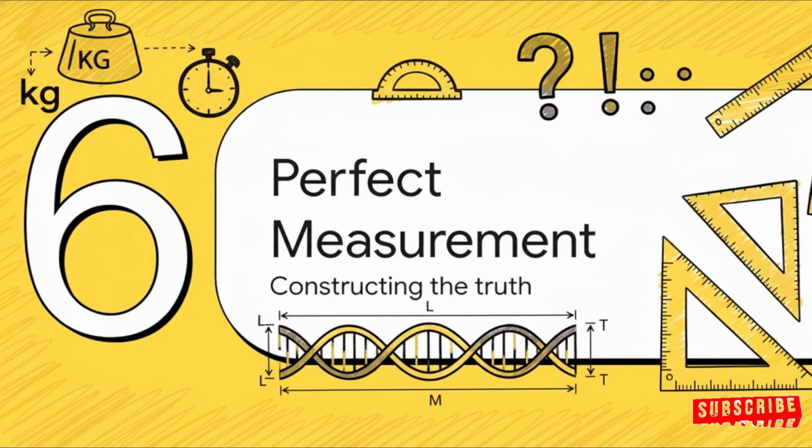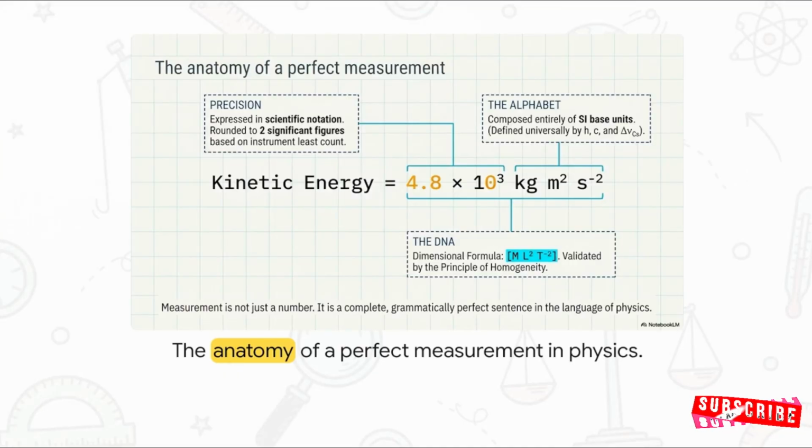Finally, section 6, the perfect measurement. So we've got the alphabet of our SI units, the grammar of our significant figures, and the underlying DNA of our dimensions. Let's bring this whole thing together. Take a look at the anatomy of a perfect measurement and how these elements combine. We have our precise magnitude, handled correctly with scientific notation and significant figures. We have our alphabet, composed entirely of universally unchangeable SI units. And underlying the whole shebang is the dimensional DNA that validates the entire concept.